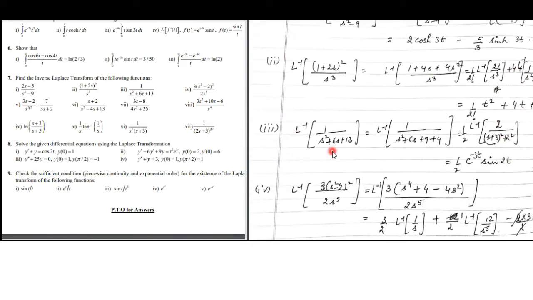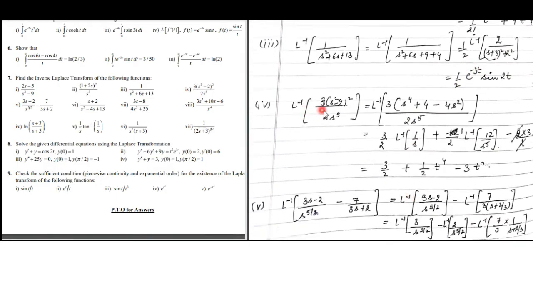In the third part, we can make the complete square. We can write s square plus 6s plus 9 plus 4, right? And we can divide and multiply with 2. This is a Laplace of sine 2t, but here s is replaced with s plus 3. It means by using the first shifting theorem, it is multiplied with e to the power minus 3t.